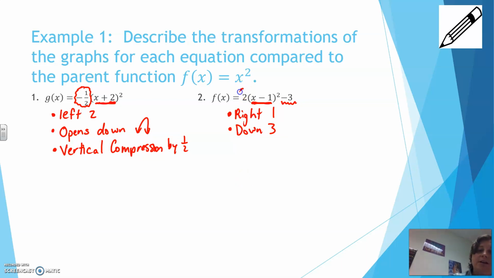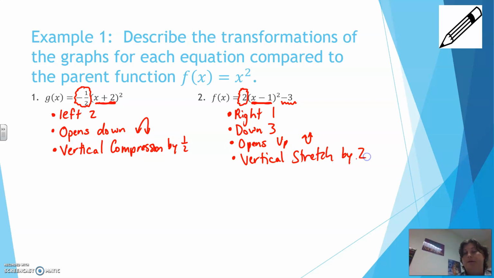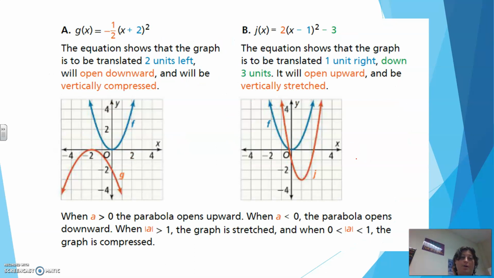Then I can't forget to look at this a value. Again, the a value, in this case, is positive, so it's not going to change, which means it's going to open up. It'll look like this. And then finally, it's a 2, so it is going to be a vertical stretch this time because it's greater than 1. Okay? All right.